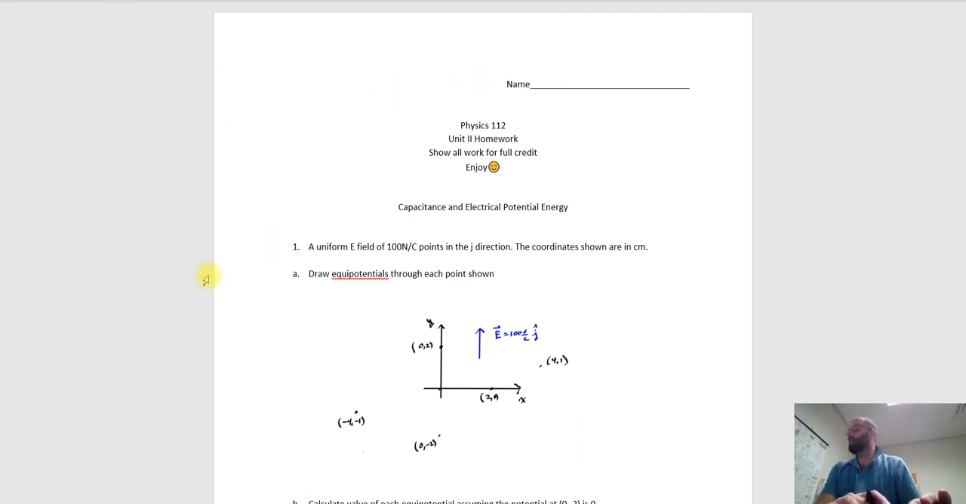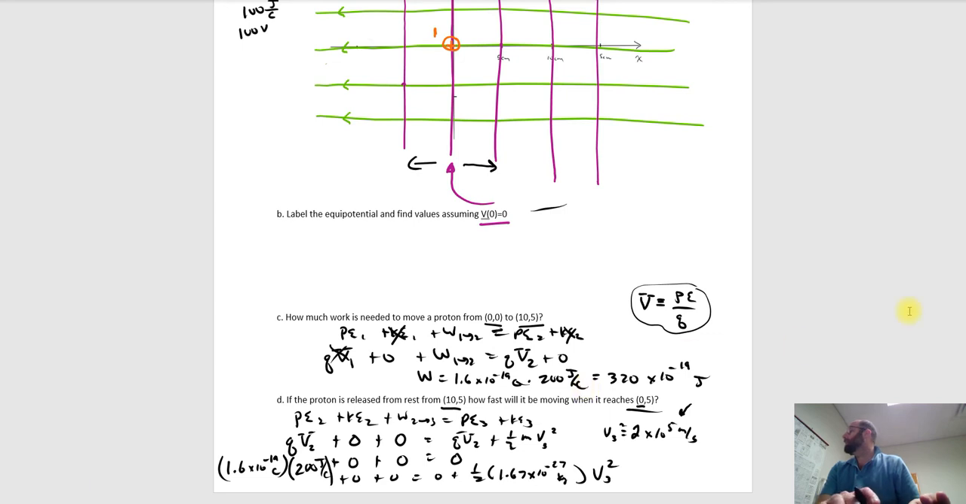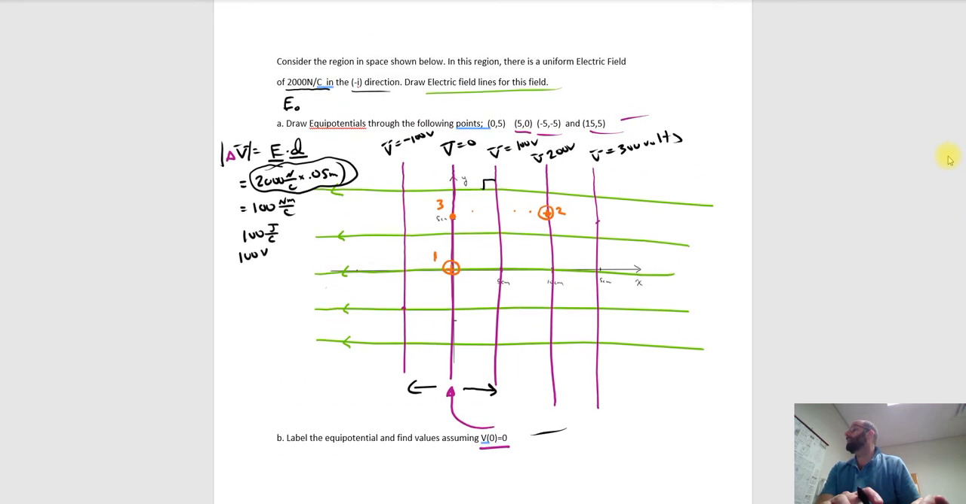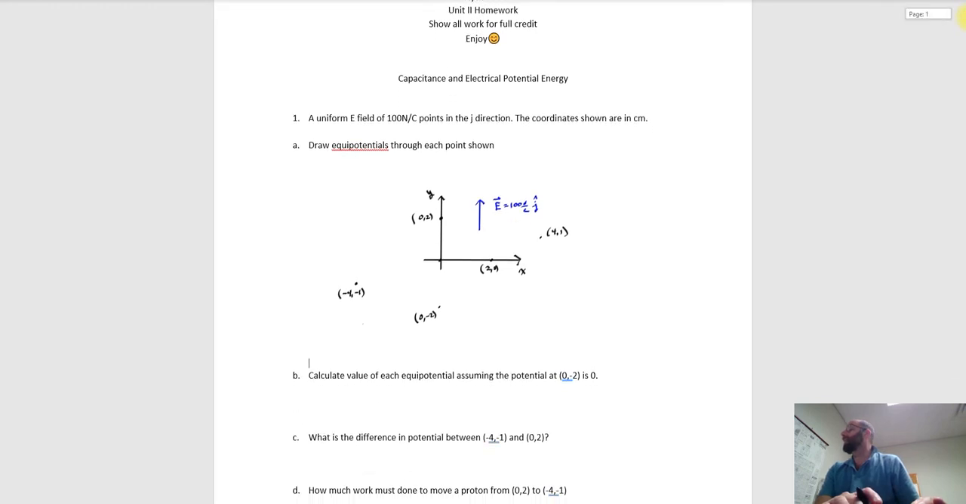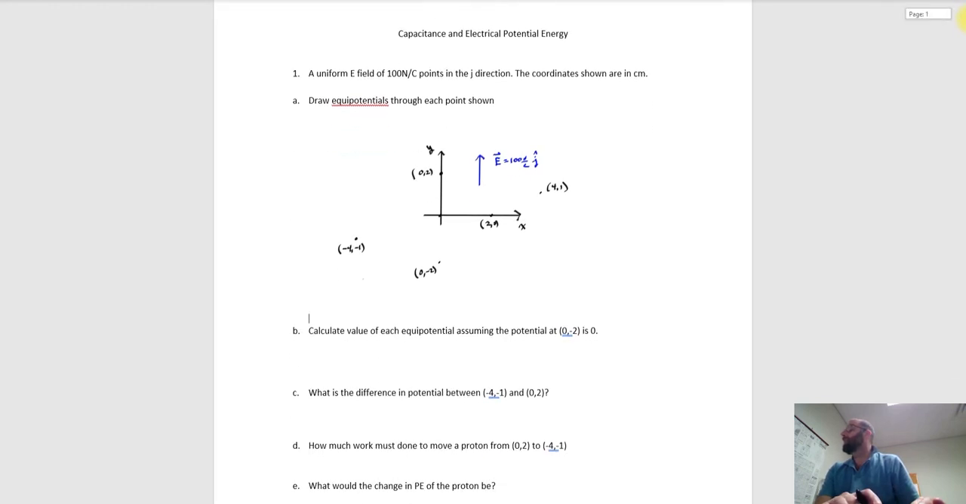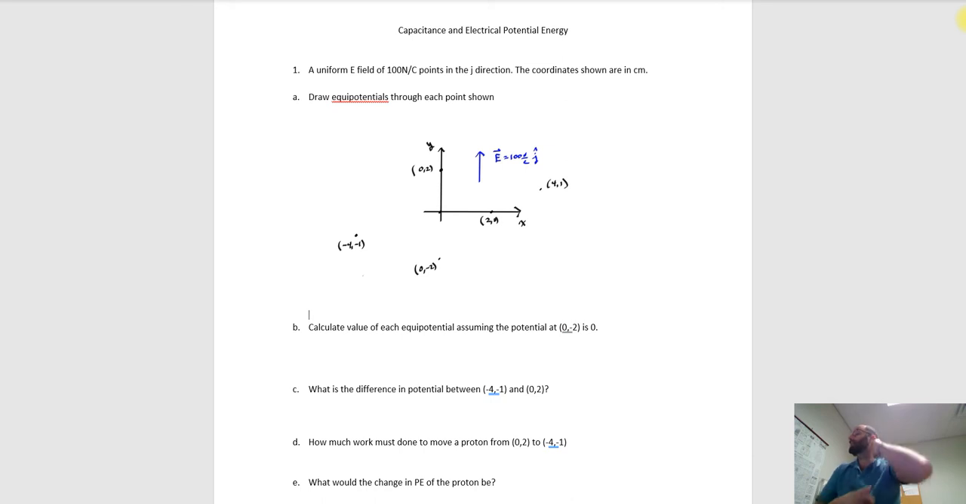Now, hopefully you watched my video here. I'll pull up the previous problem I made for you. Here's a video I made doing very similar stuff. So just refer back to that if you are having trouble with drawing those potentials. I don't want to give away what they look like, but you should be able to draw potentials through those points pretty easily.